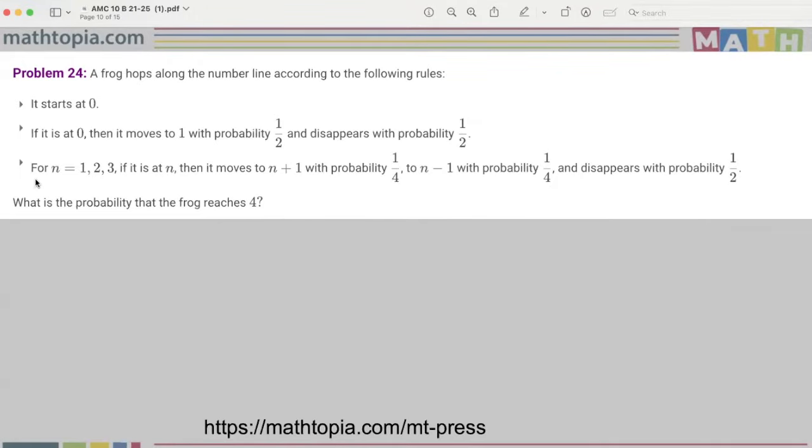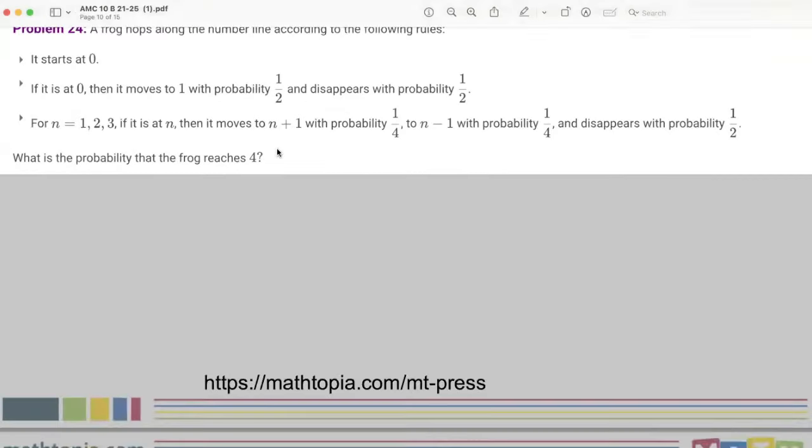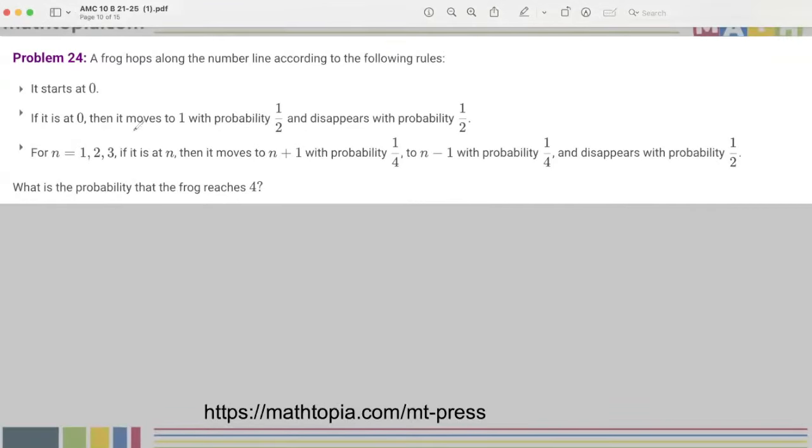So this sort of problem I've seen time and time again on the AMC, and it's a little bit complicated, because if you just try to solve the problem in the simplest way possible, you're going to run into issues. What I mean by that is, let's change the problem statement slightly. Instead of it being like this, let's say it moves to n plus 1 with probability 1/2, and it disappears with probability 1/2.